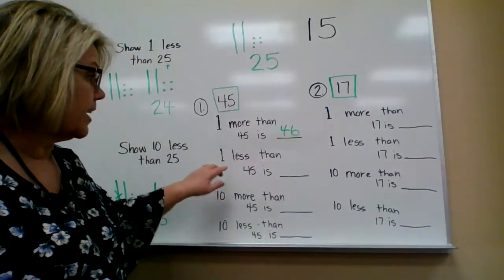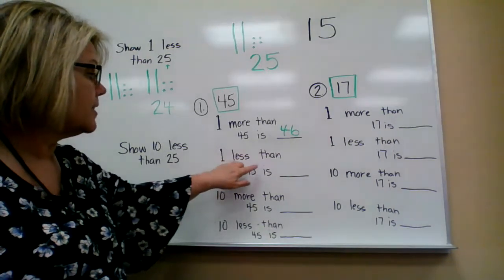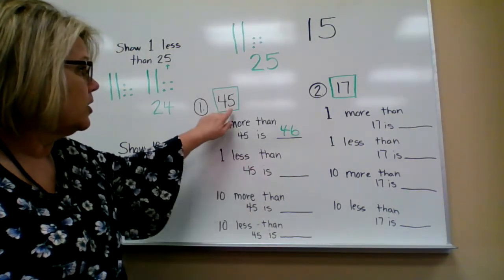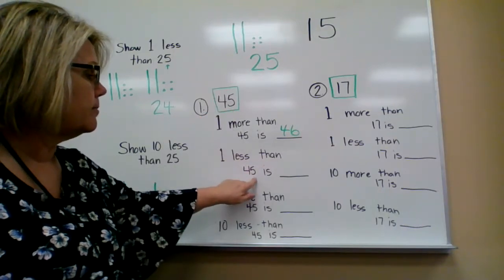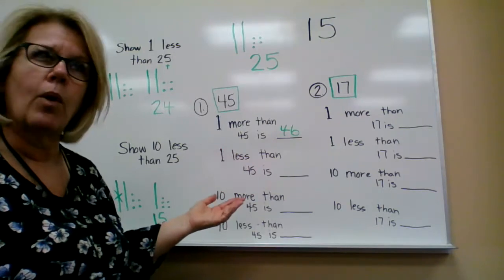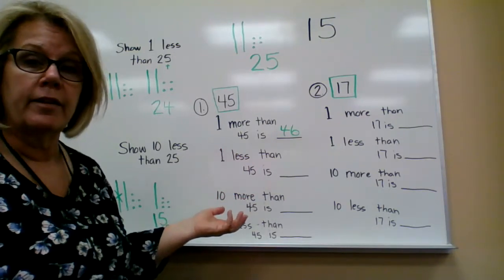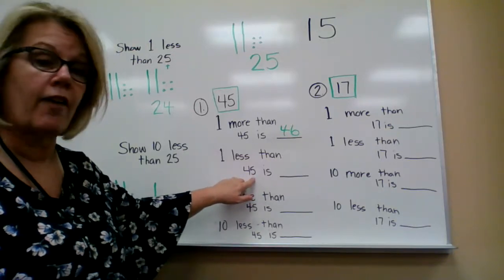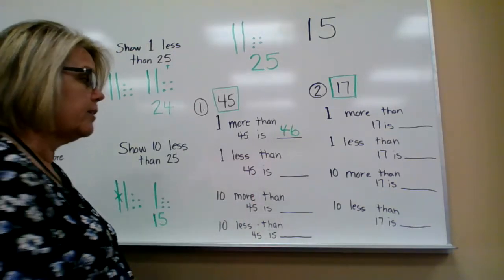Now it's asking us 1 less than 45. So again, look at your number in the ones place, the number 5. What is 1 less than 5? So think, what number comes before 5? It's the number 4. So what is 1 less than 45? It's 44.